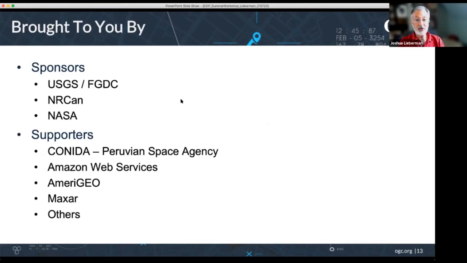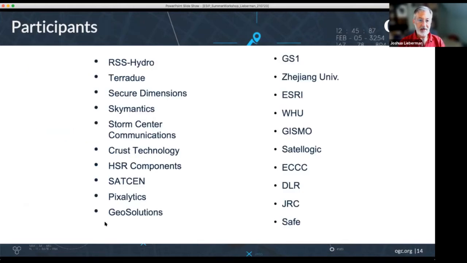The pilot is sponsored and supported by a whole host of organizations. The principal sponsors are USGS, FGDC, Natural Resources Canada, and NASA. Thank you, Chris Linus. And supporters include the CONIDA, Peruvian Space Agency, Amazon Web Services, AmeriGeo members, Maxar, and a number of others. And I don't want to slight any of the others who are contributing or about to contribute resources and time and energy to the pilot, but I wanted to acknowledge you without covering too large of a list. And the pilot, now having begun, has a number of participants who are contributing largely components or work on some of the documents which will be one of the outcomes of the pilot activity itself.